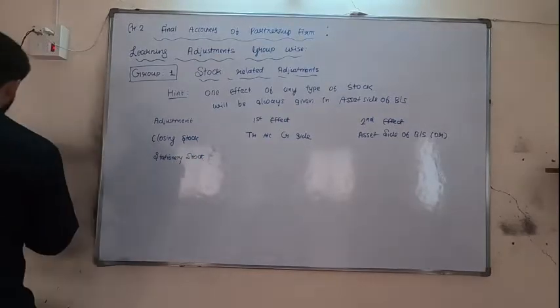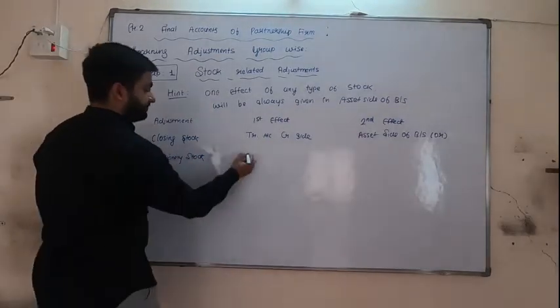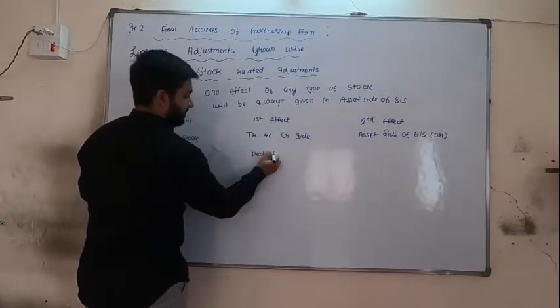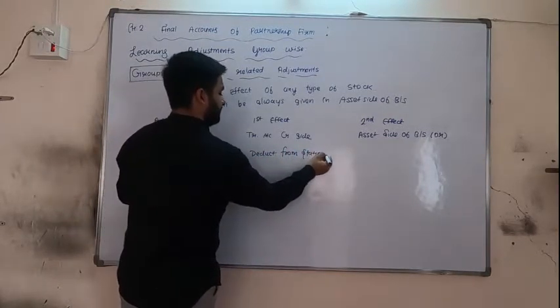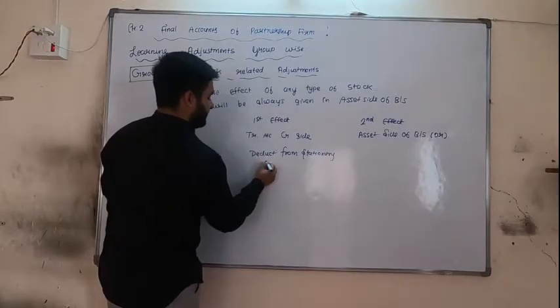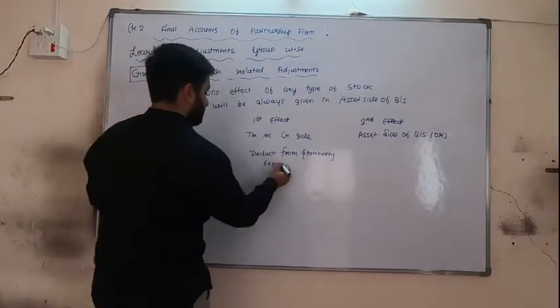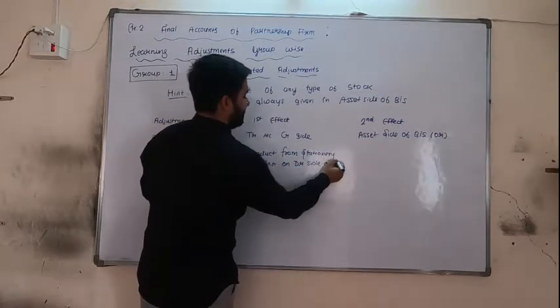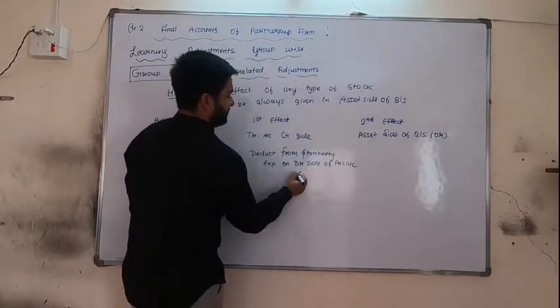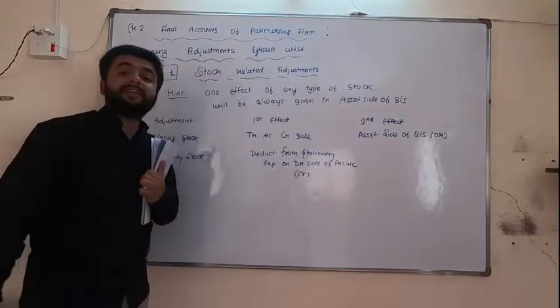Stationary stock. Now, first effect: deduct from stationary expense on the debit side of the P&L account. Now this is a credit effect.